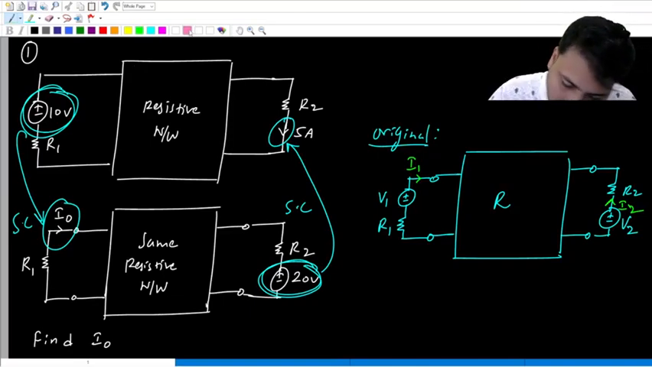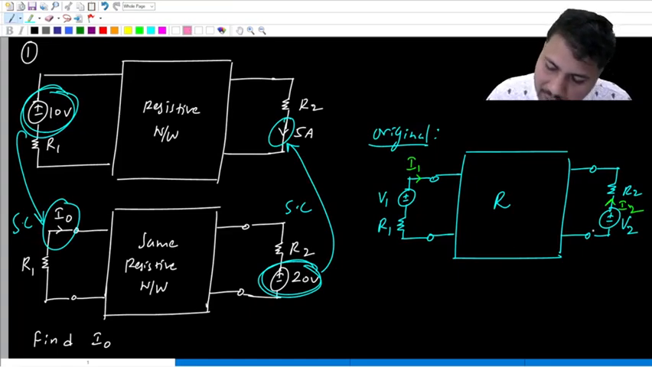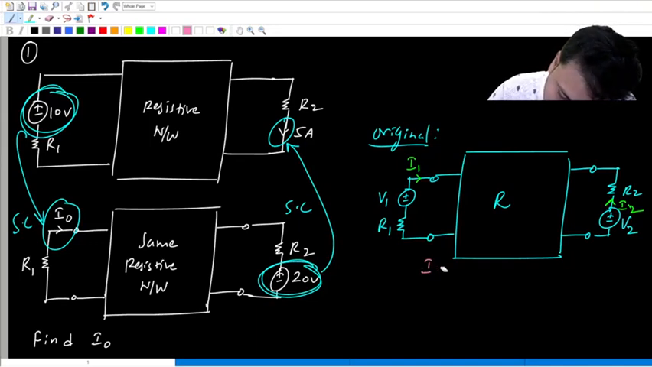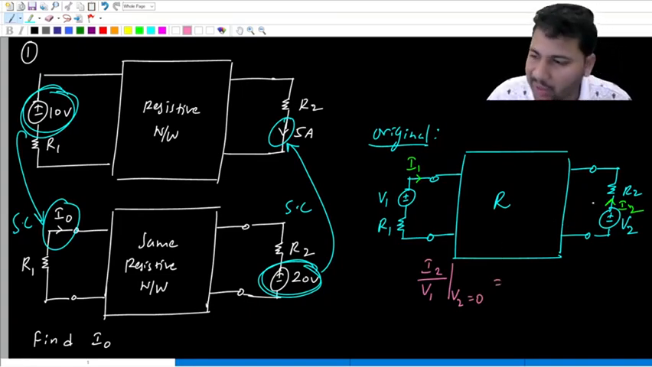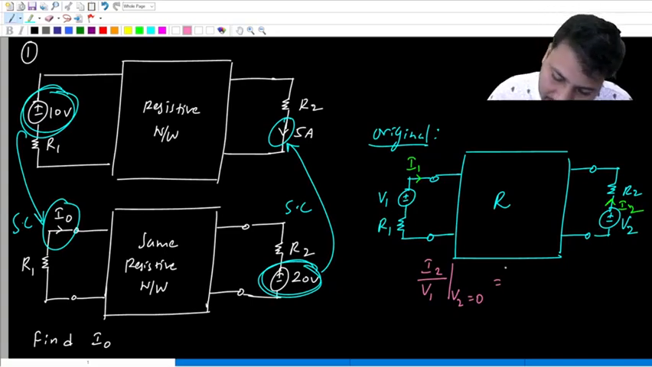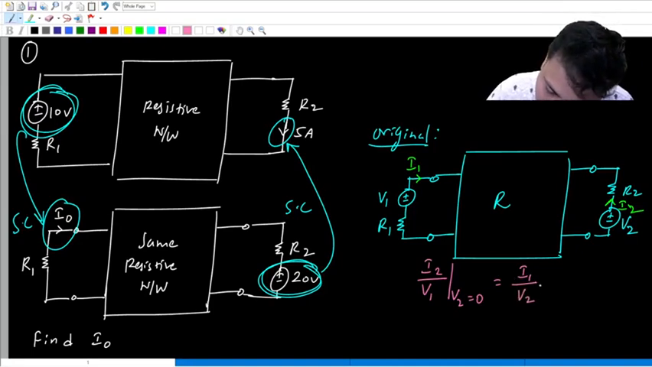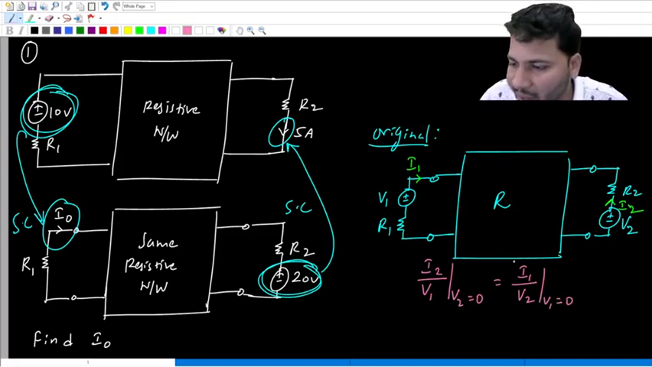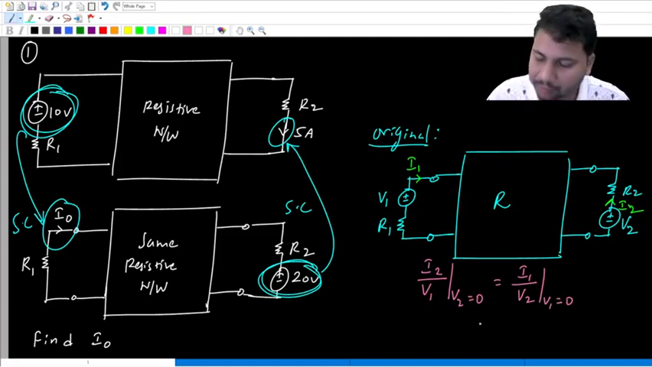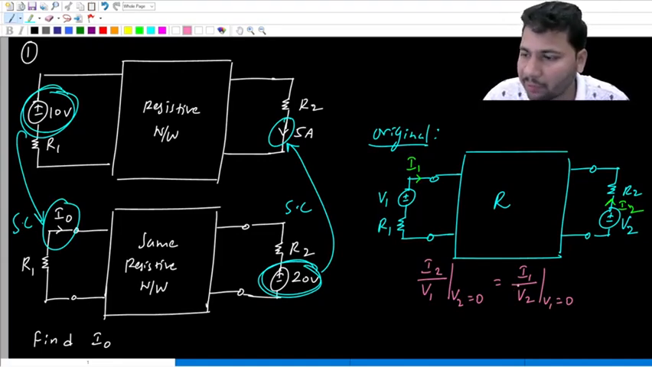Okay. So what are the two ratios? In one experiment, if you make this voltage source V2, it becomes short circuit. Then the short circuit current is I2, but the other side voltage source V1 will be kept active. I2 by V1 when V2 is made 0 is equal to what? In the other experiment, voltage source V2 will be kept active. The voltage source V1 becomes 0 or short circuit, and the current in this short circuit is I1. So I1 by V2 when V1 is made 0. So this is the result that we have from reciprocity theorem.